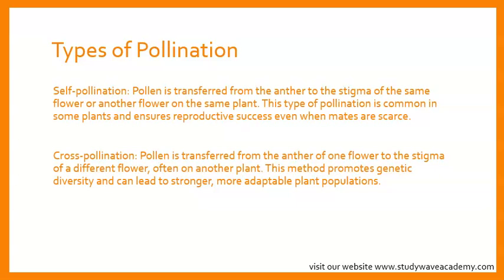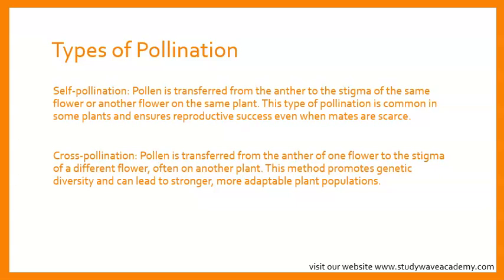Then the cross-pollination. What does it mean? Pollen is transferred from the anther of one flower to the stigma of a different flower, often on another plant. This method promotes genetic diversity and can lead to stronger, more adaptable plant populations.